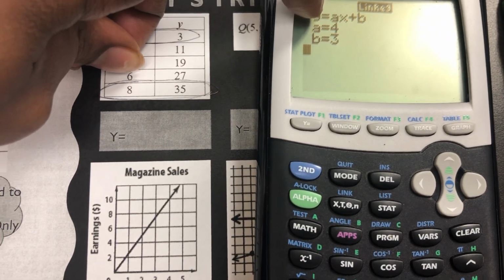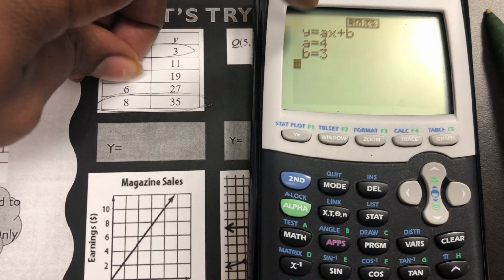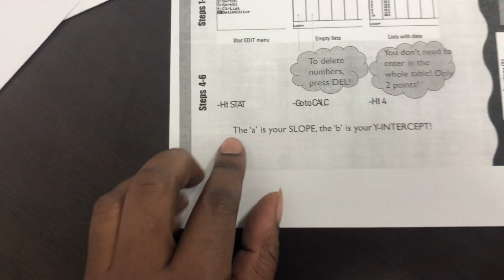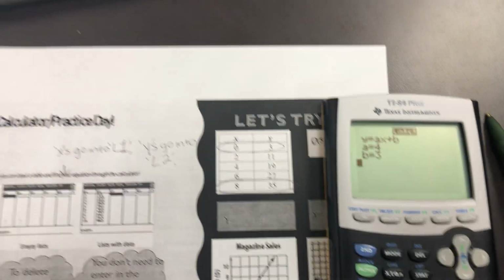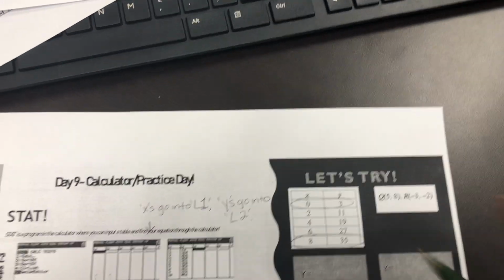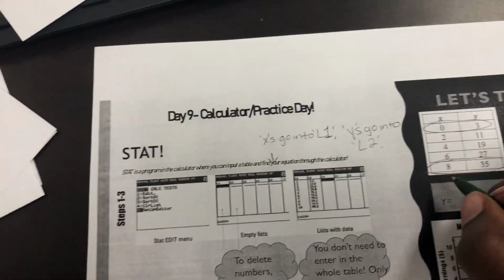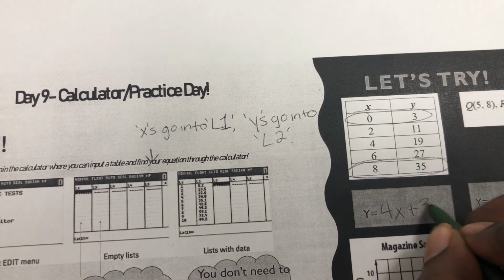So basically just think about this, a is just an m. Okay, so y equals ax plus b, where a is your slope, and that is 4, and b is your y-intercept, and that is 3. So that's why I told y'all right here, the a is your slope, the b is your y-intercept. All right, so let's write out that equation. So that equation is going to say 4x plus 3. So y equals 4x plus 3.